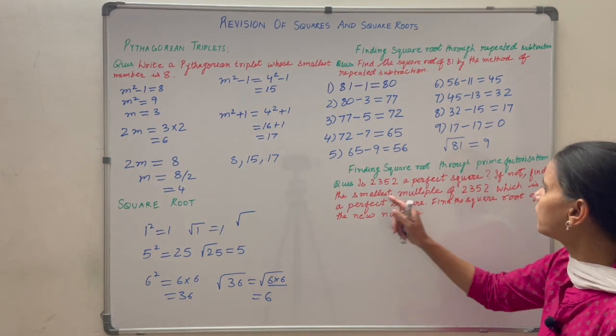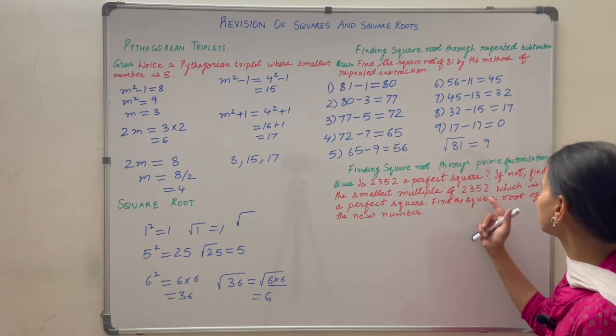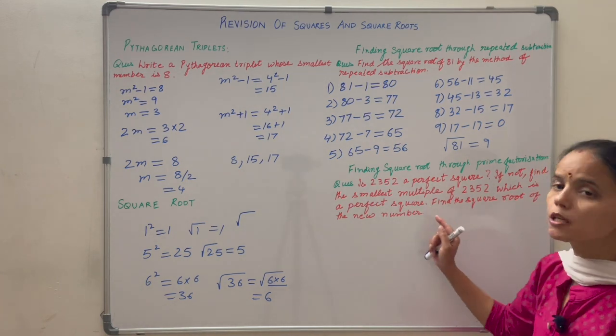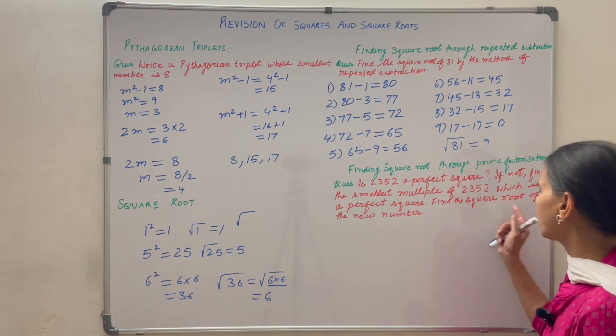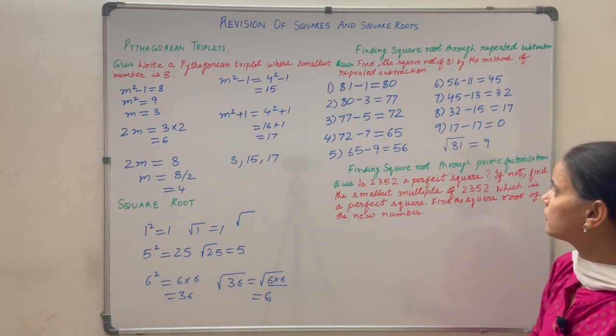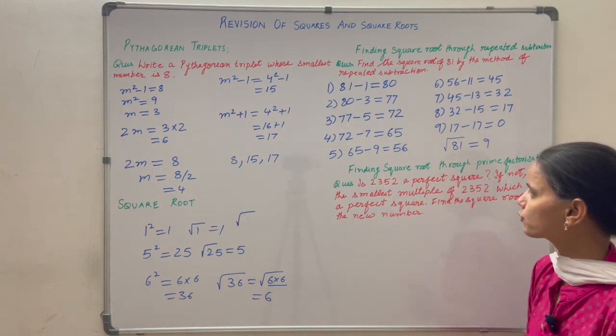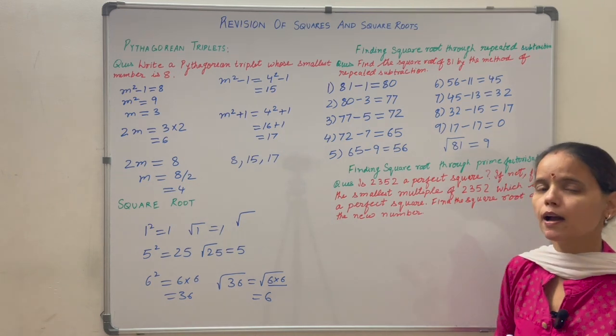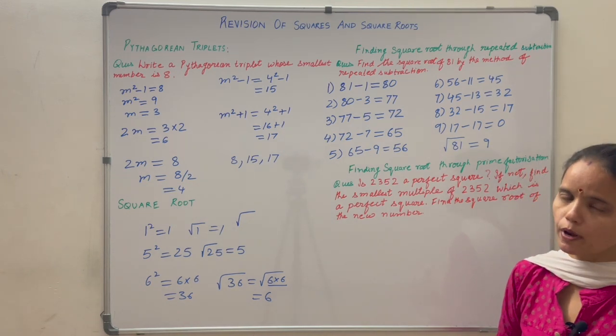If not, find the smallest multiple of 2352 which is a perfect square. Find the square root of the new number. So let us first do the prime factorization of 2352 and see whether it is a perfect square or not.